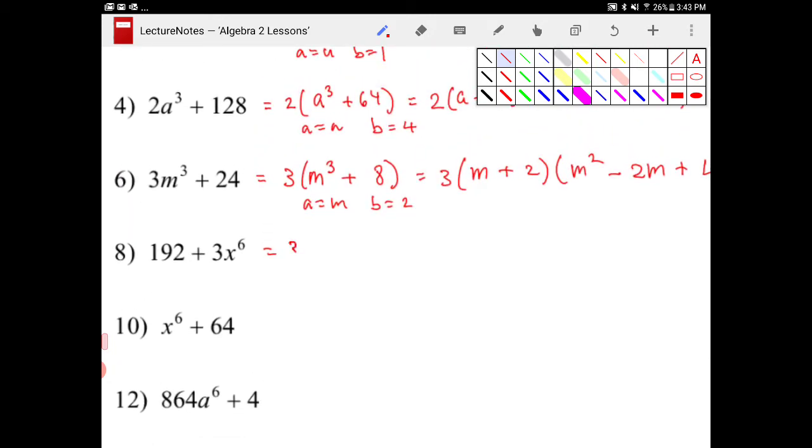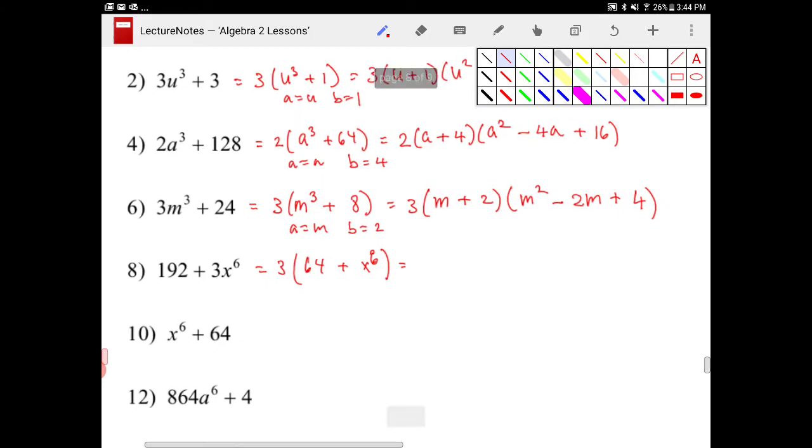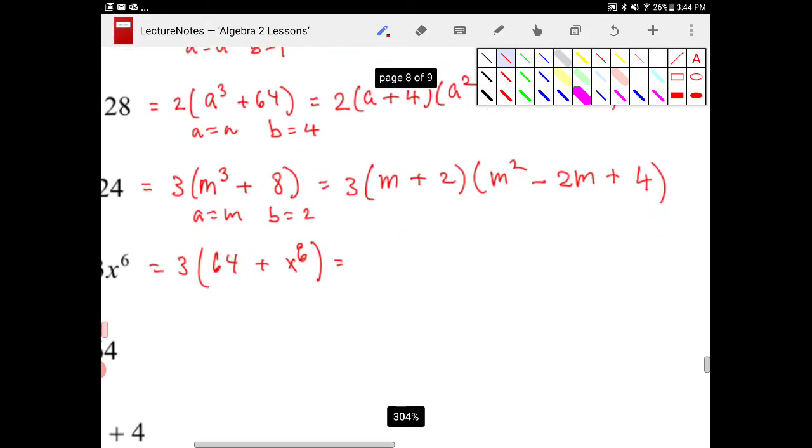So I know that 192 divided by 3 turns into 64. So now I have x to the 6. Well, x to the 6 is actually a perfect cube, because it turns into x squared cubed. So a is equal to 4 and b is equal to x squared. Why? Because if b is x squared, then b cubed would be x to the 6.